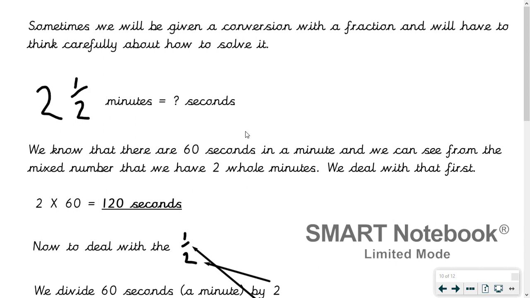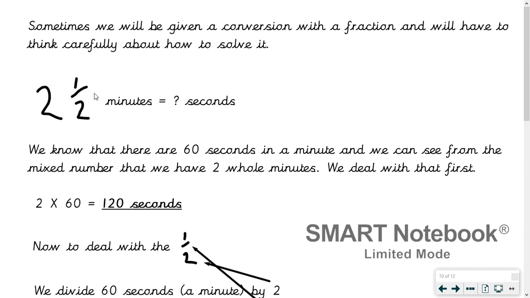We know there are 60 seconds in a minute, and we can see from this mixed number we've got, we have 2 whole minutes. So to find out how many seconds that is, we take the 2 whole minutes and we times it by 60. For 60 seconds, 2 lots of 60 seconds is 120 seconds.